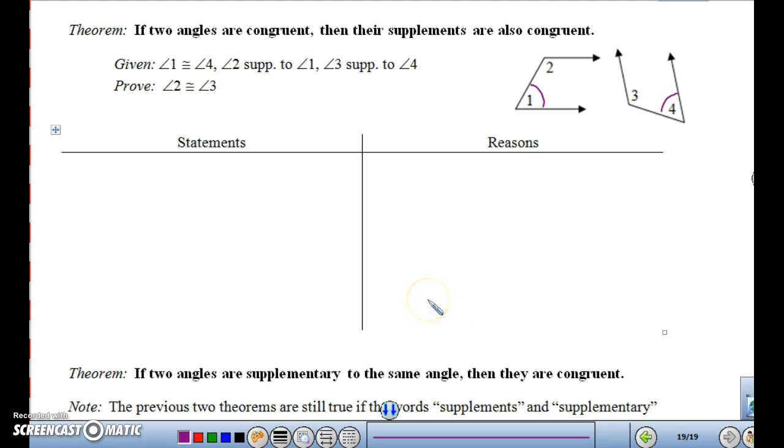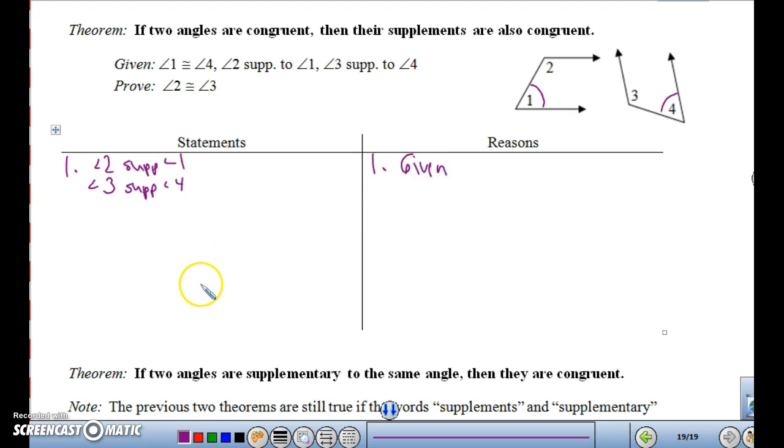Well, let's see what we know for sure first of all. We want to prove that angle 2 is congruent to angle 3. So what do we know about 2 and 3 right now? Well, we know angle 2 is supplementary to angle 1, and we know angle 3 is supplementary to angle 4 because we are given that.